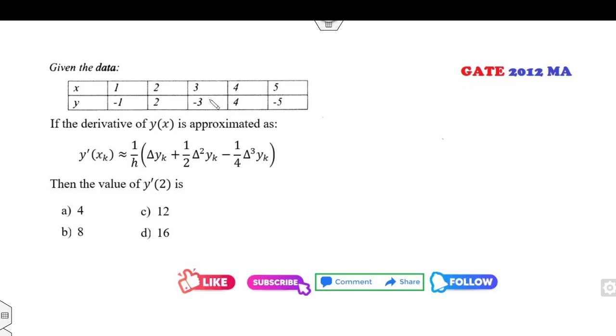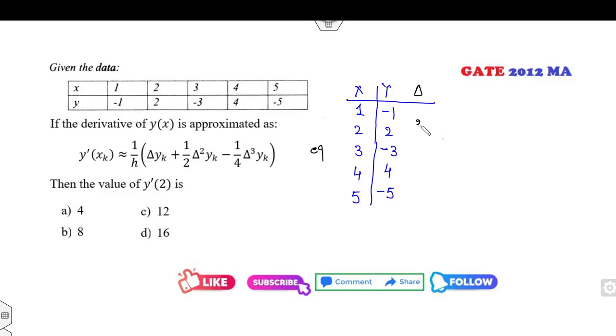Okay, again the table is given to you, so that means you first find this divided difference table. 1, 2, 3, 4, 5. -1, 2, -3, 4, -5. Now they are equally spaced. I can find the divided difference. 3, -5, 7, -9. Second divided difference, -8 divided by 2 factorial.